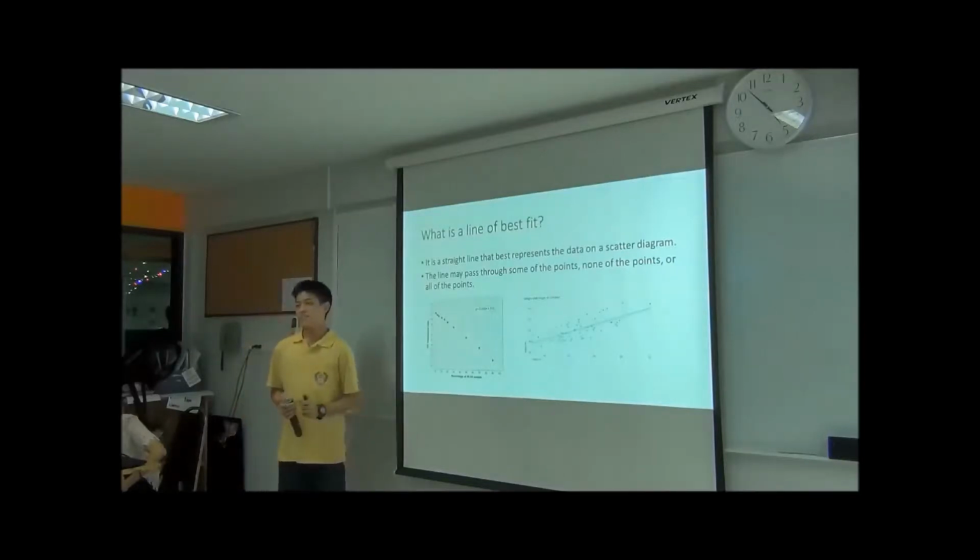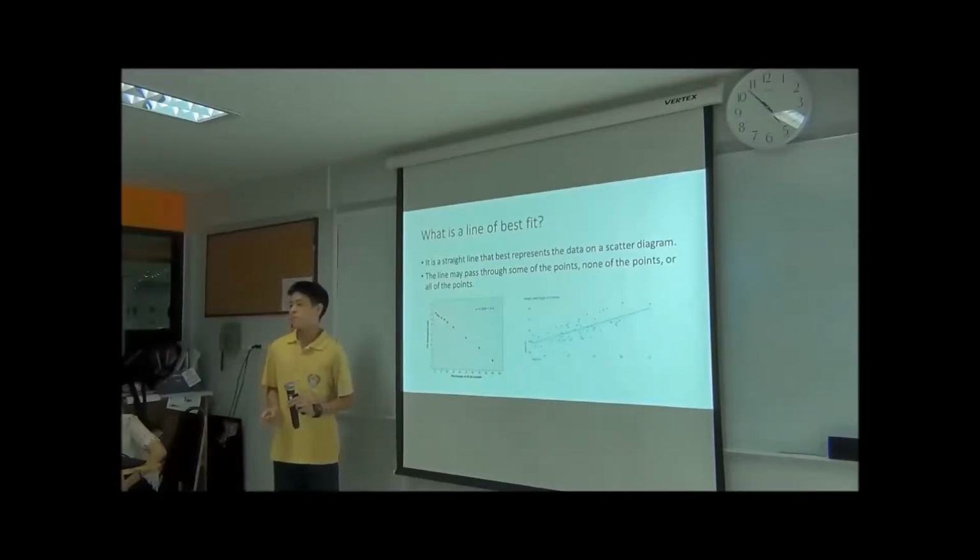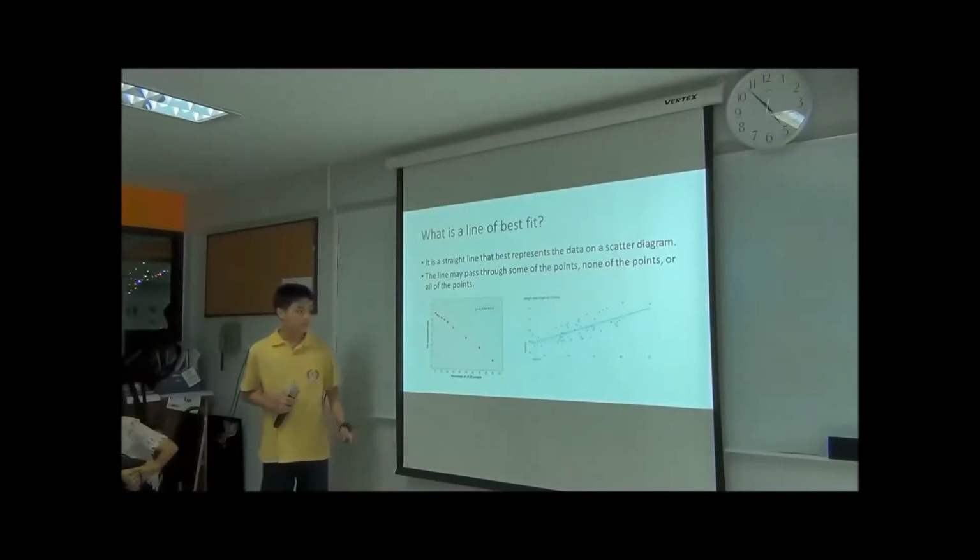If the value of R is 1, it means that the line passes through all of the points with a positive gradient. But if the value of R is minus 1, the line passes through all of the points with a negative gradient. If the value is 0, it means that the line doesn't pass through any of the points at all. As you can see here, this one is a negative gradient.